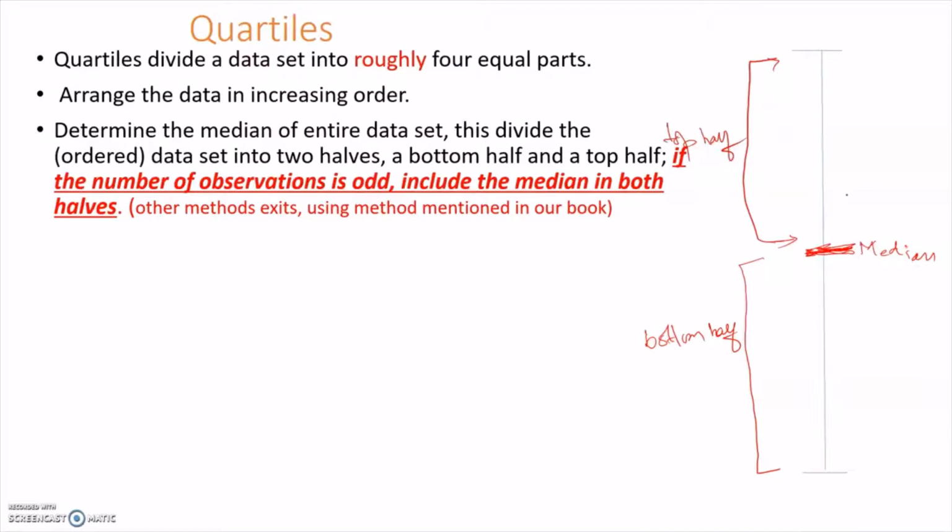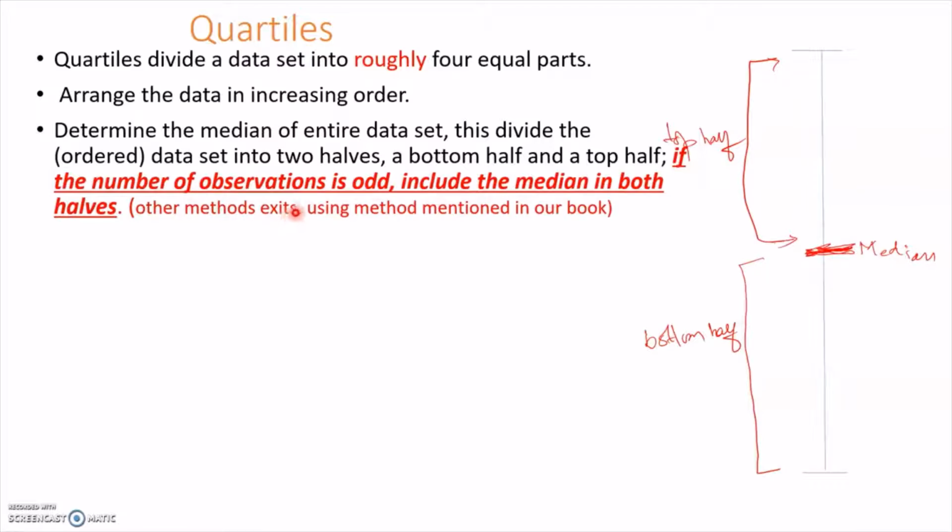You have to decide this by looking at the number of observations. If the number of data values is odd, this median always belongs to both the halves. If the number of data values is odd, this median belongs to the bottom half, and this median also belongs to the top half. This is very important, and remember at the same time that other definitions exist. Look at that. There are other methods. There are other ways of defining the same idea, right?